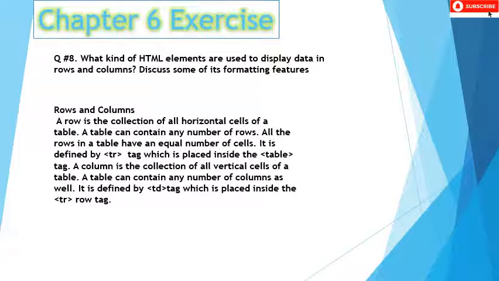A column is the collection of all vertical cells of a table. A table can contain any number of columns as well. It is defined by td tag, which is placed inside the tr यानी कि row tag. So ये सारा आपको table illustrations के through भी book में explain किया जा चुका है.